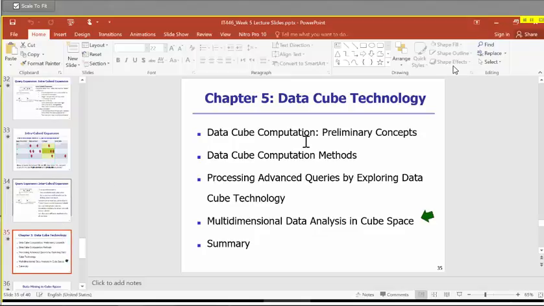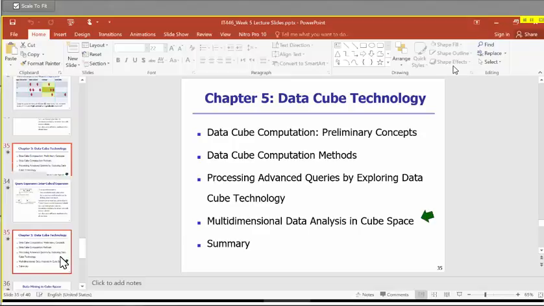Okay, so now the last topic for this week is about multi-dimensional data analysis in cube space.